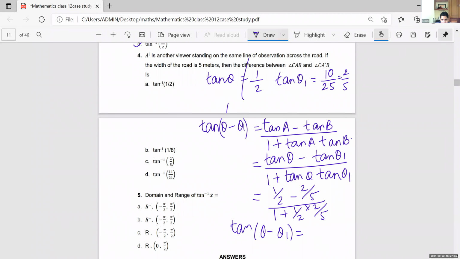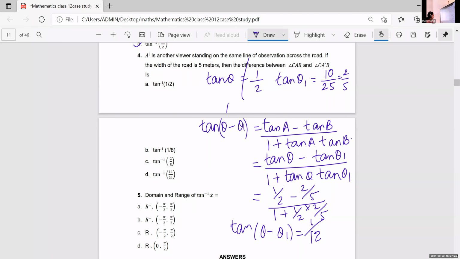Good, 1 by 12. But look at the option given there. What is the answer given? A, B, C, D.